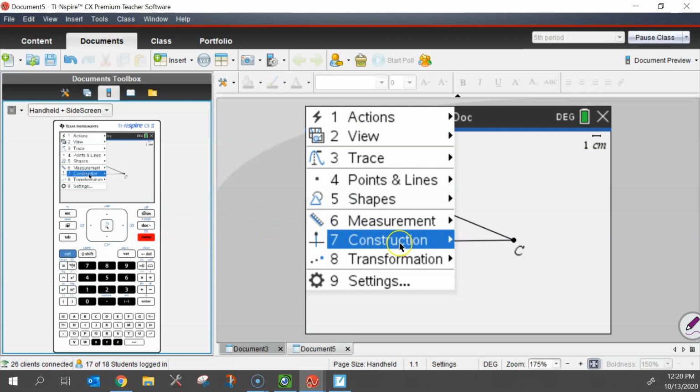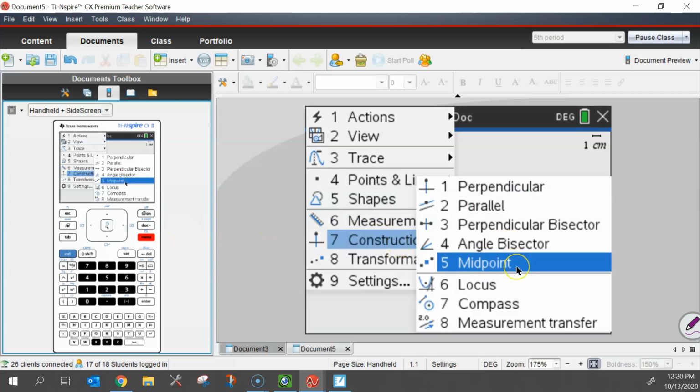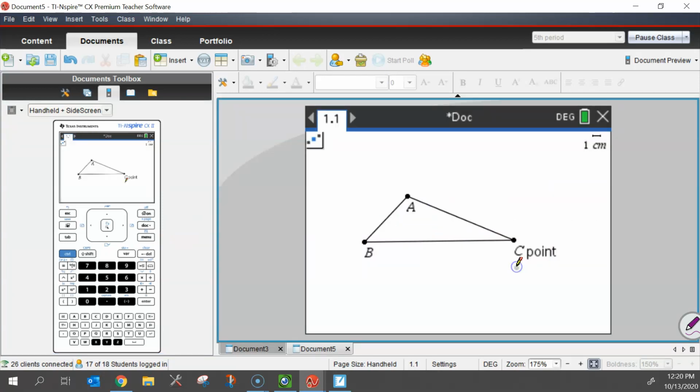Menu, construction, midpoint. And then all you have to do is just click on the side and it will place that midpoint. Do you see how I'm hovering and it already shows me where that midpoint is? And here I can hover and it will show the midpoint, and here I can hover and it will show the midpoint. We just want the midpoint here. Now it did not automatically label that point.